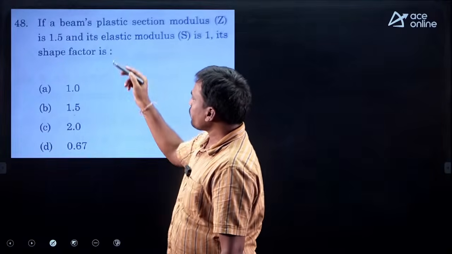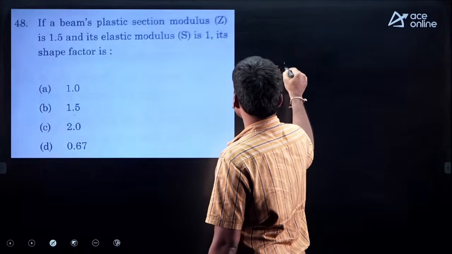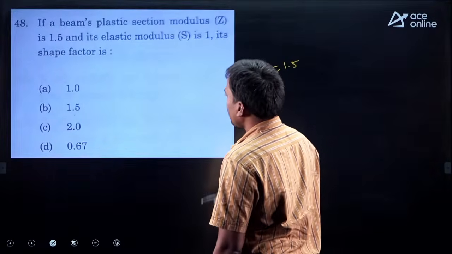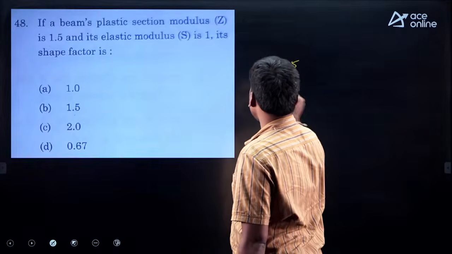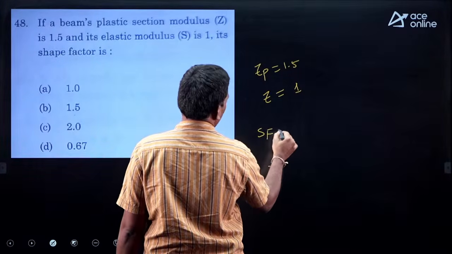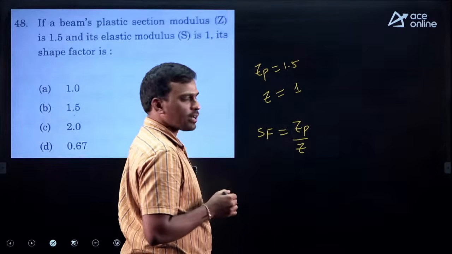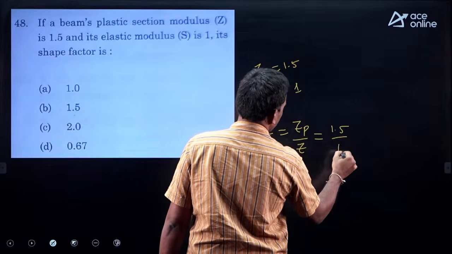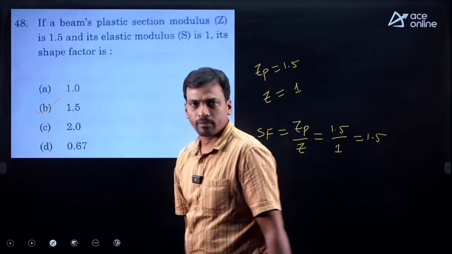Next, the beam plastic section modulus ZP equals 1.5, but given notation Z, and the elastic section modulus will follow Z, but here given S, and its shape factor. So shape factor equals the ratio of plastic section modulus to elastic section modulus, right. So plastic section modulus is given 1.5, elastic, so this is 1.5. So option B is correct.